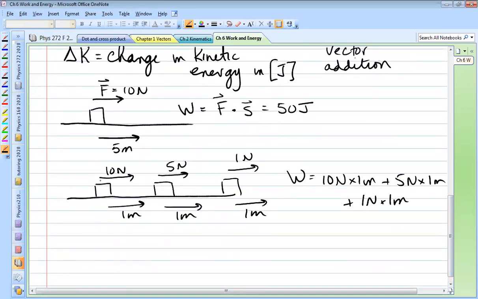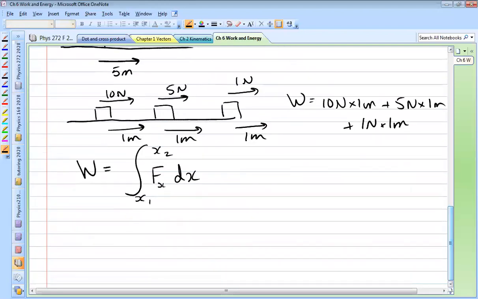Now, if this force happens to be changing smoothly, this is when the sum becomes an integral. So the integral of Fx dx, where Fx is the x component. So this is the next equation on the formula sheet. We need to understand how this equation works.